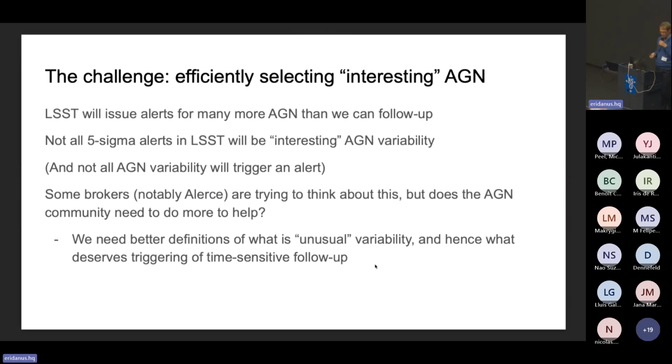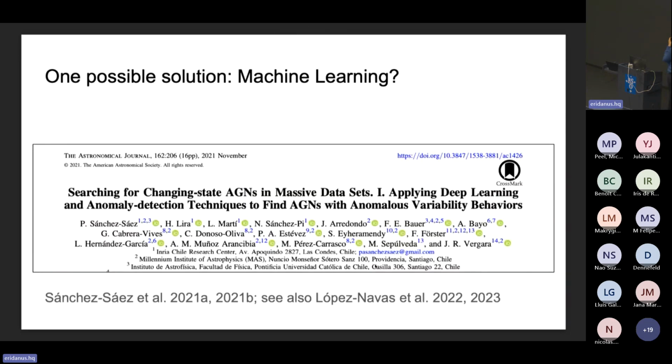And you could argue that to define what's an interesting or unusual event, you have to understand what the usual events are, what you expect. Some brokers are trying to think about this. I'm not a member of LSST, so I can say without too much bias that I think LSST is maybe doing more than some of them. In particular, there's this nice paper from Paula, which is looking at using machine learning to do anomaly detection and to try and find the unusual objects amongst all the other AGN light curves. So maybe that's one way forward, but I'd be very happy to chat about other options. If people have got ideas, please do talk to me afterwards.